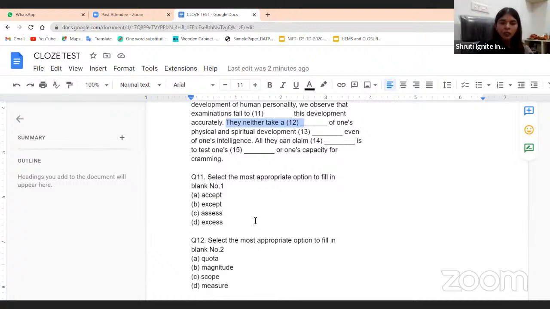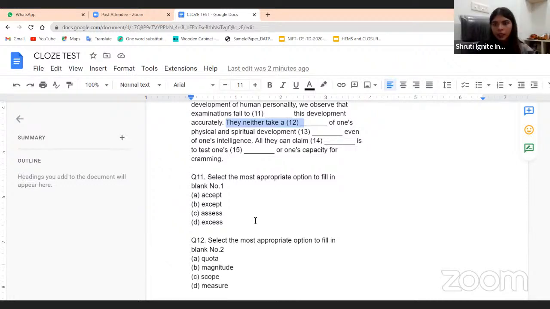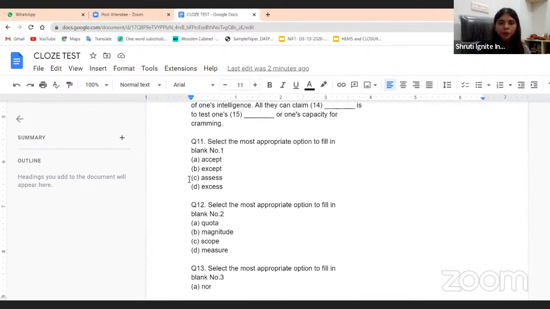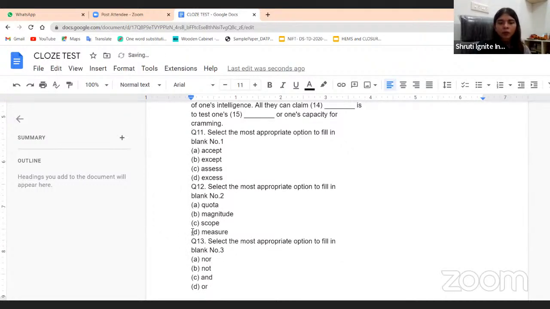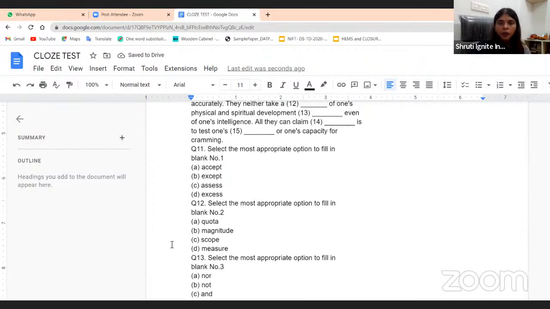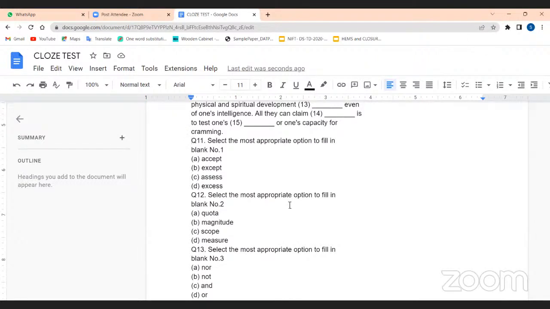Neither take a scope? Measure? Measure would be correct in this case. Scope also is close, but measure is more correct. Now, 13th one, let's try. They neither take a dash of one's physical and spiritual development, dash even of one's intelligence. So this one is quite easy, no? Nor. Nor.